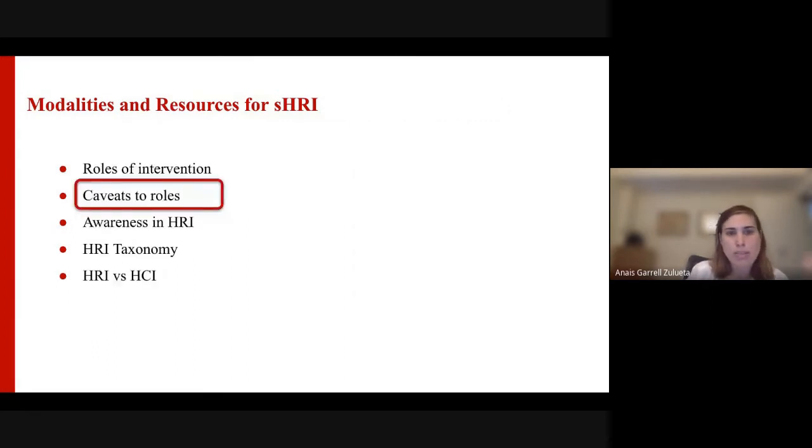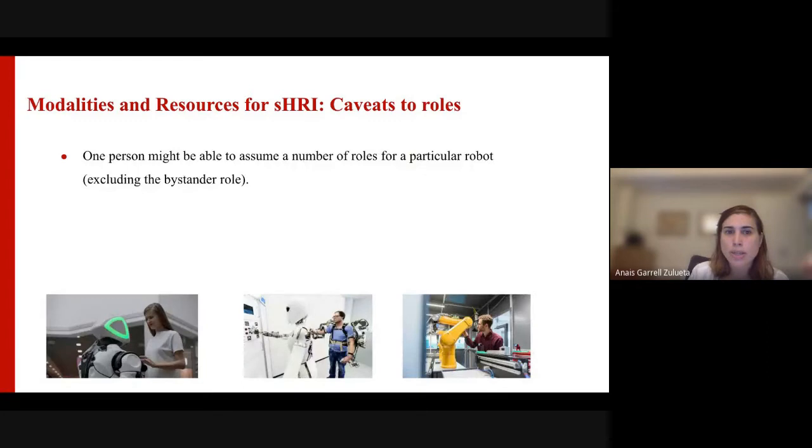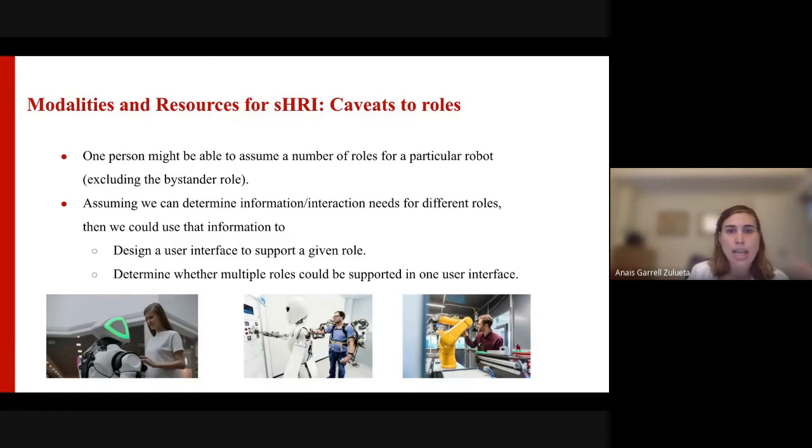Okay, some comments about the roles. One person might be able to assume a number of roles for a particular robot, excluding the bystander. Okay, the bystander cannot be a person who programmed the robot, for instance. And assuming that we can determine this information or these interaction needs, we have to design a user interface to support a given role and determine whether multiple roles could be supported in one user interface. We don't want 5 different interfaces. What we want is to have the same interface for all the roles.